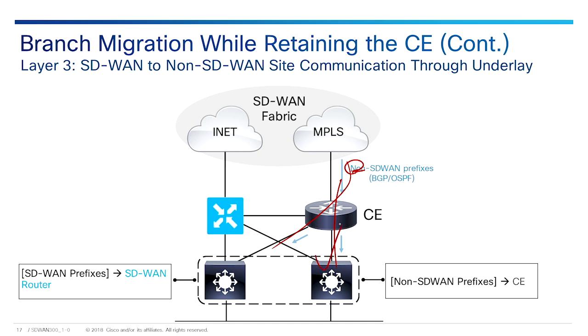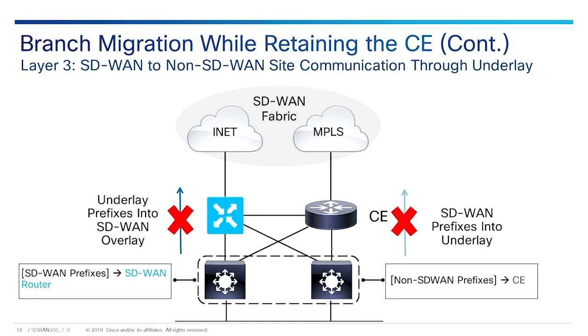In this example, the core switches have two routes. Traffic to SD-WAN prefixes is sent to the SD-WAN router. Traffic to non-SD-WAN prefixes is sent to the CE first, and from the CE into the MPLS network. Note, the underlying prefixes should never be announced into the SD-WAN overlay. Okay? When I say underlay prefixes, what I mean are the /30s, any of the public IPs here, etc. So these link interfaces should never be advertised into SD-WAN.